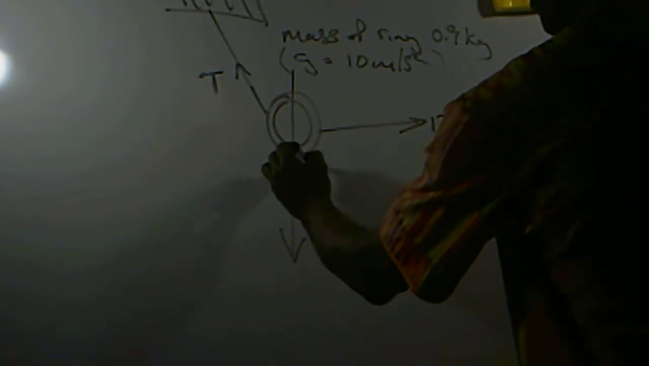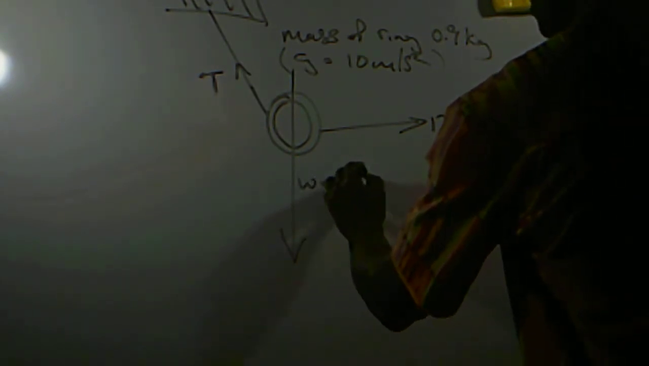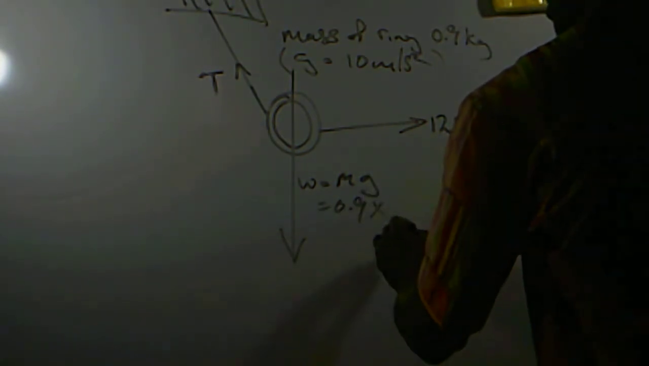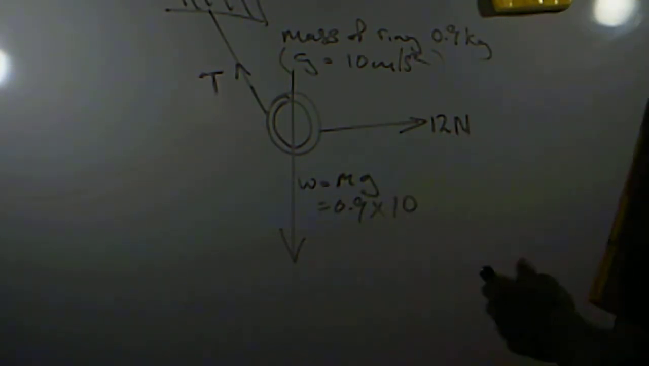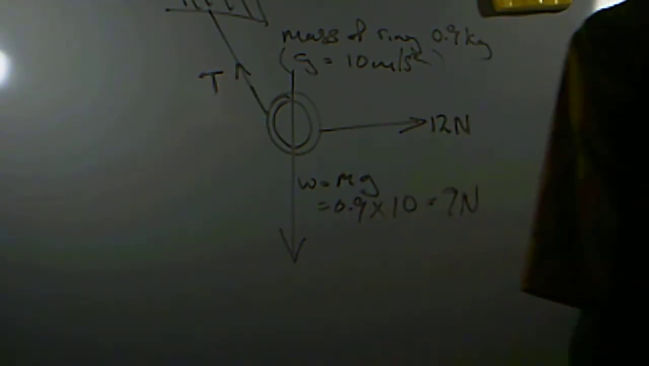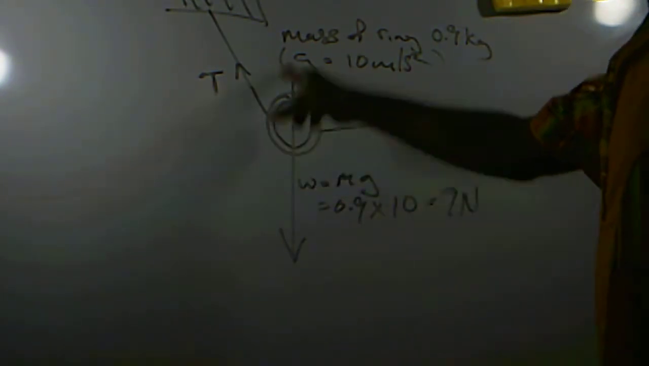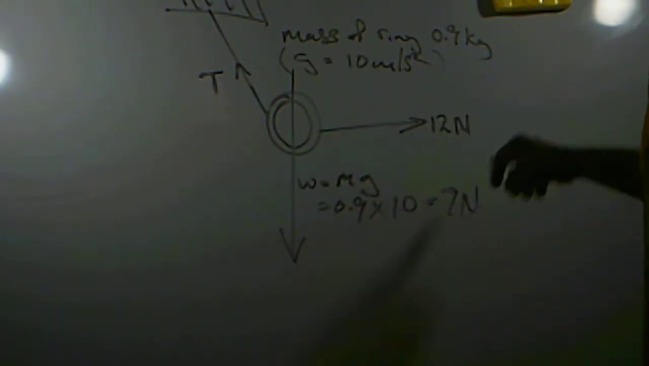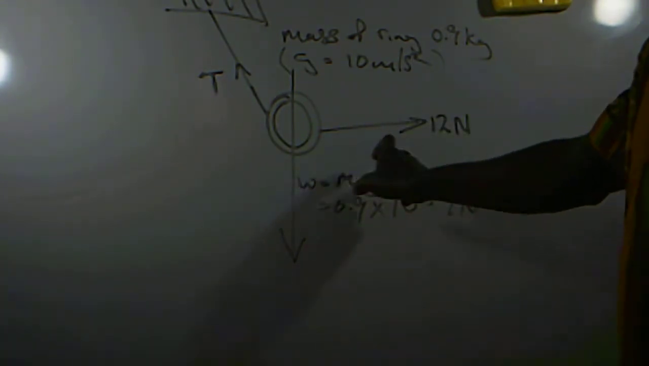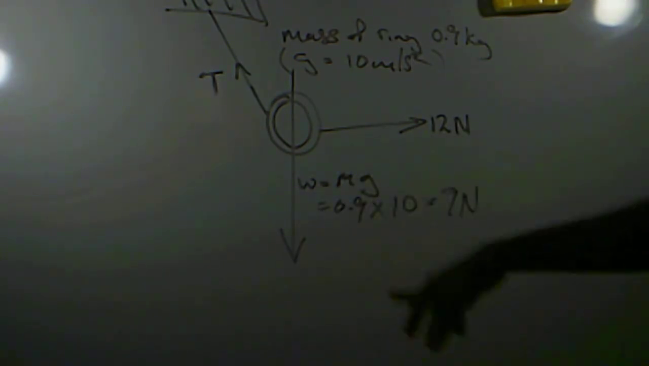So the weight is mass times g, which is 0.9 times 10, where 10 is the acceleration due to gravity. We'll have 9 Newton. So this is the vertical component of the force, and this is the horizontal component of the force. The resultant of this vertical and horizontal component of the force is this T.